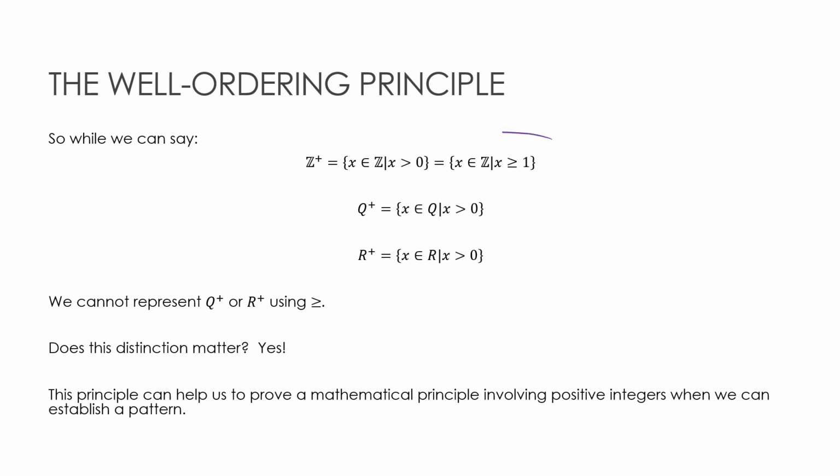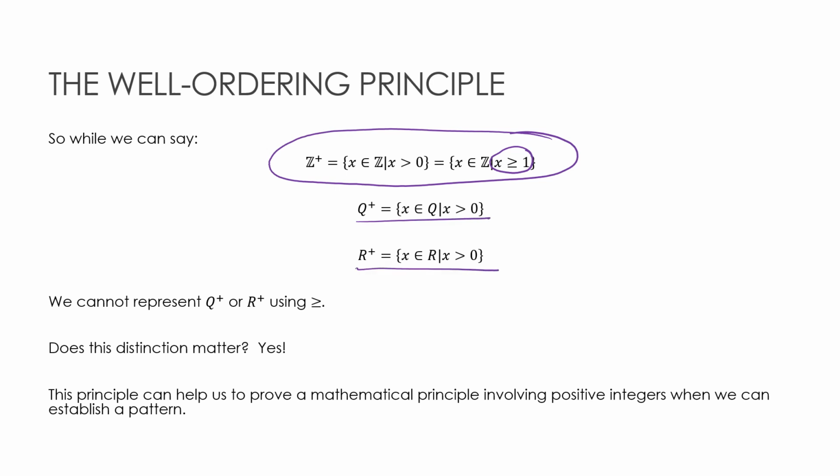Well, because I can say that Z star has a least element because that least element will be 1, or whichever value is greater than that in the integers. However, I can't rewrite Q, which is rationals, or R, which is real numbers. I can't do either of those in this second method where I'm saying that it's greater than or equal to something.